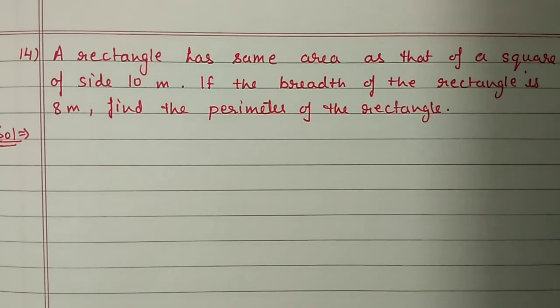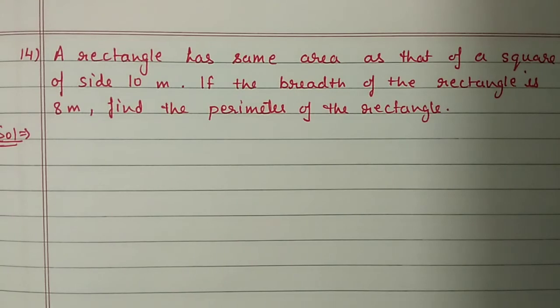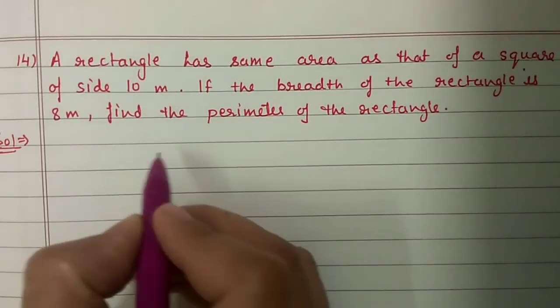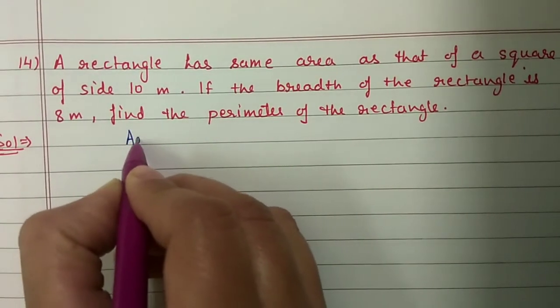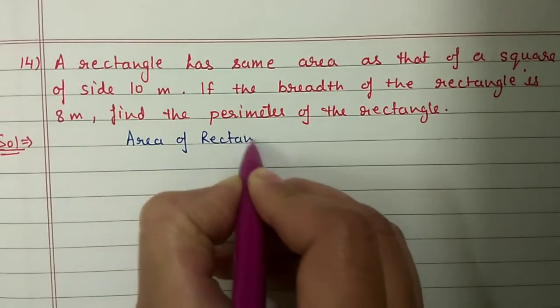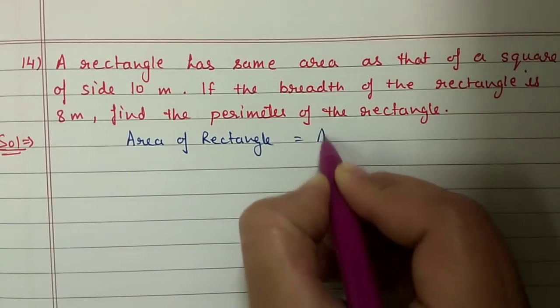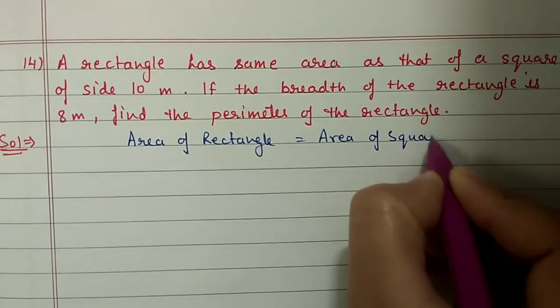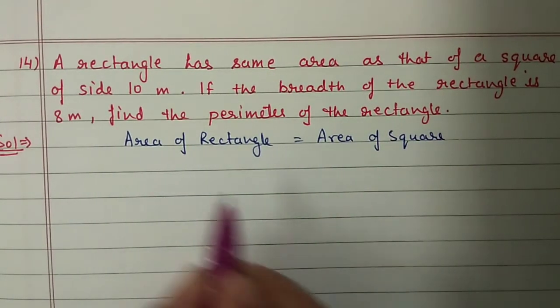Next, question number 14. A rectangle has the same area as that of a square of side 10 meter. If the breadth of the rectangle is 8 meter, find the perimeter of the rectangle. So area of rectangle and area of square is the same. We will start from this point only. Area of rectangle is equal to area of square. Whatever the condition is given in the question, from that we have to start.